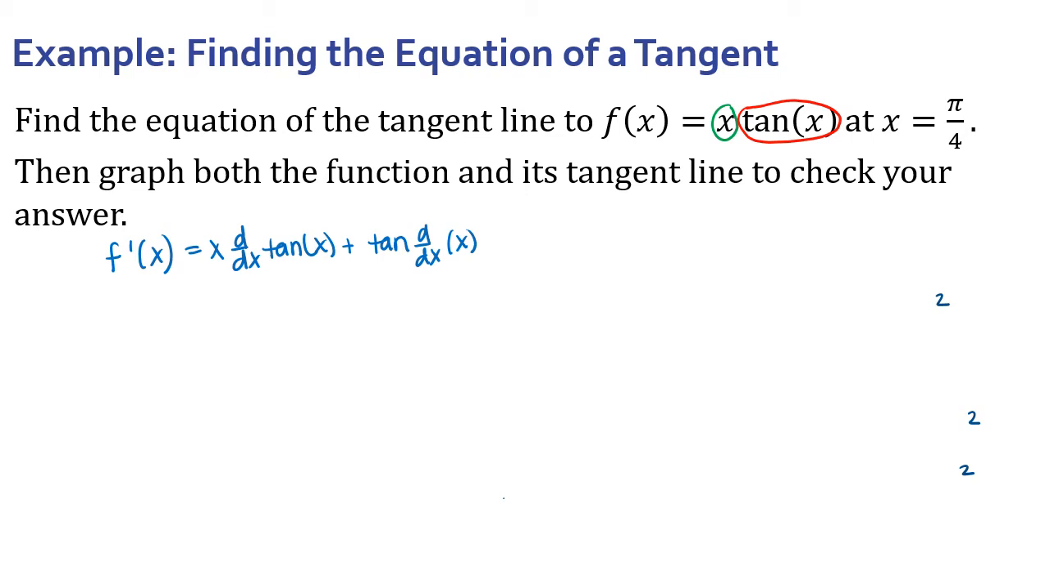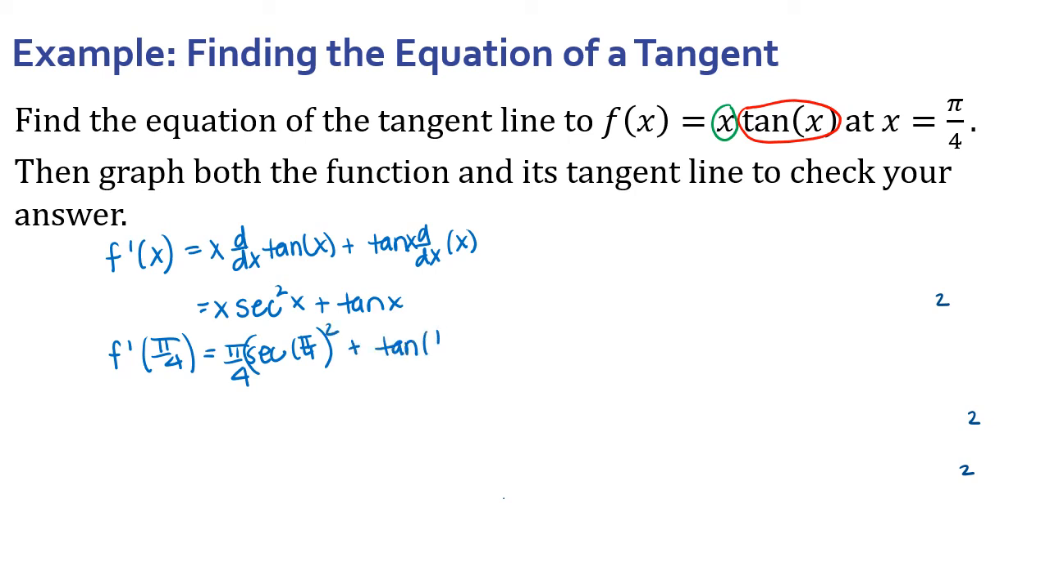Okay, so that's going to become x times secant squared of x plus the tangent of x. So there's the formula for the derivative function. If I was looking for the slope at x equals pi over 4, that's going to be pi over 4 times secant of pi over 4 squared plus the tangent of pi over 4.